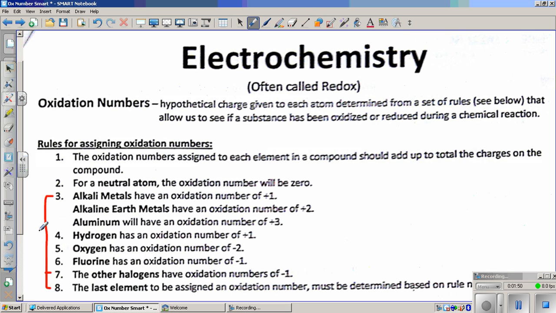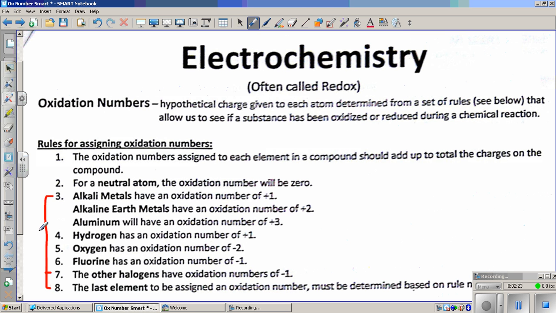But rule number 1 really is the governing rule, that when you have an element in a compound, whatever the overall charge is on that whole compound is going to dictate what all of your oxidation numbers need to add up to be. So if you have a neutral compound like carbon dioxide, it's got to add up to be 0. The oxidation numbers of carbon and the 2 oxygens have to add up to be 0. If you are doing the oxidation numbers of, say, an ion like NO3 minus 1, then they have to add up to be a minus 1. Okay, so it's got to add up to be that total charge.